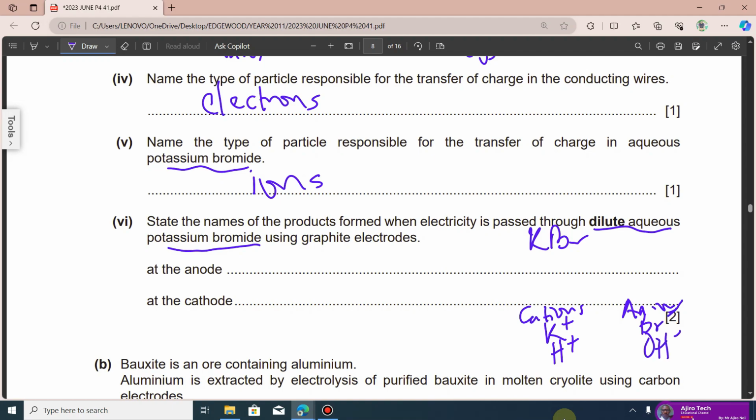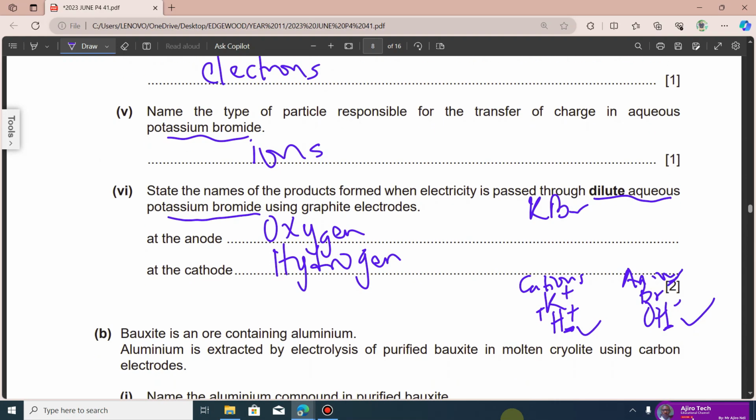So the reactivity comes into play here. At the anode, we are looking at the bromide ion and the hydroxide ion. Of course, the hydroxide ion goes to the anode and forms oxygen. So that is what is obtained at the anode. And then for the cathode, the reactivity comes into play as well. So the hydrogen ion goes in there. So the cathode has hydrogen.